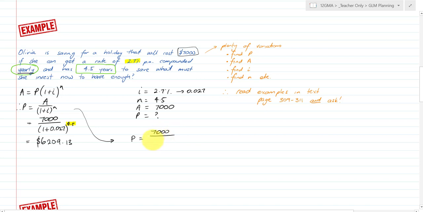So it'll be $7,000 over 1 plus 0.027 to the power of 4. And that's equal to 6,292.40. So that's what you'll need to invest, just to be sure, depending on how the interest works within your investment situation. So there's example 1.